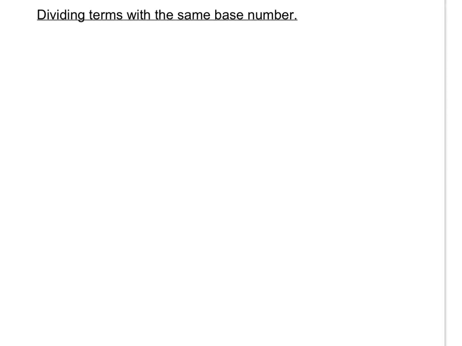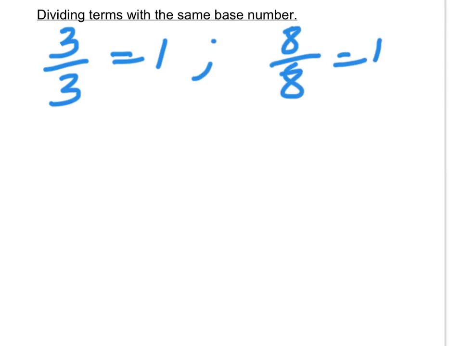Dividing terms with the same base number. First, a quick recap. If you have 3 over 3, that means 3 divided by 3. Fractions mean division, really, and we know that's equal to 1. Or with any number, 8 over 8 is 1. So any number divided by itself is 1. Let's have a look at this: say 3 to the power of 4 over 3 to the power of 2.